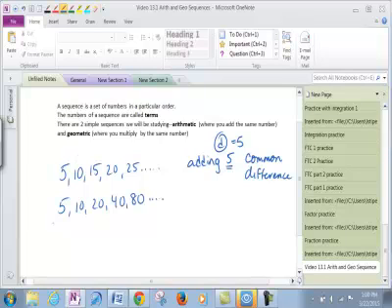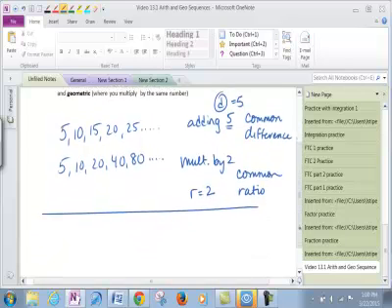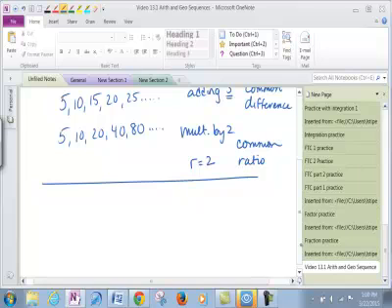The second sequence is a geometric sequence. We can see that each time we are multiplying by 2. 2 has a fancy name. It's called the common ratio, and in the formula for this sequence we'll use the letter R. Okay? There'll be two types of problems that you'll need to look at.